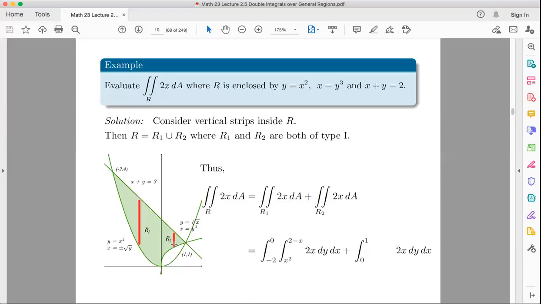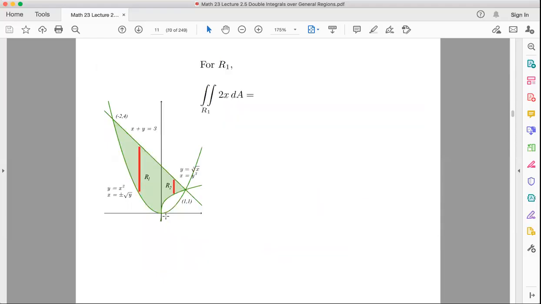And then for the second region, the lower boundary of the vertical strip is y equals a function of x, but this is now the cubic x equals y cubed. So we take the cube root. So we get y equals the cube root of x as the lower limit, and the upper limit is y equals 2 minus x. Okay, so let's evaluate for the first region R1 here.